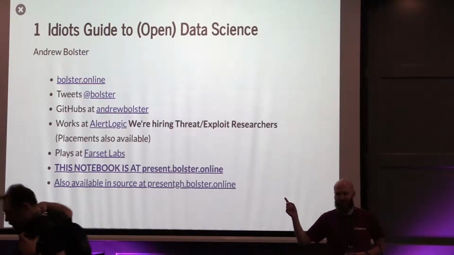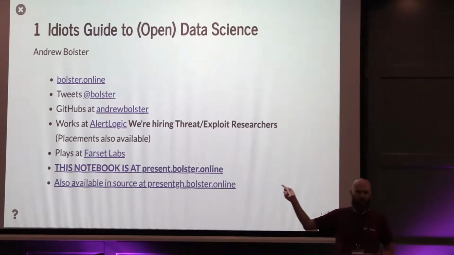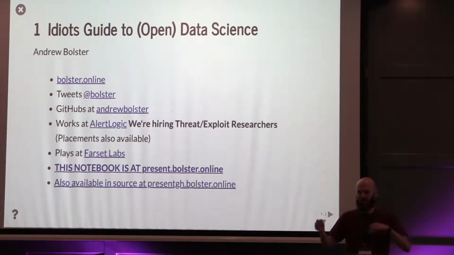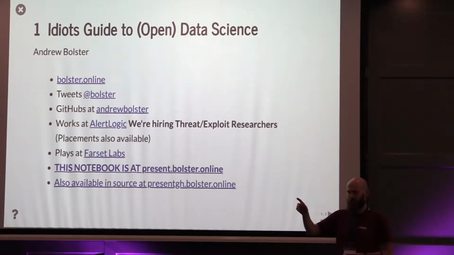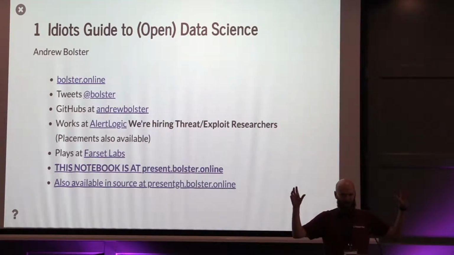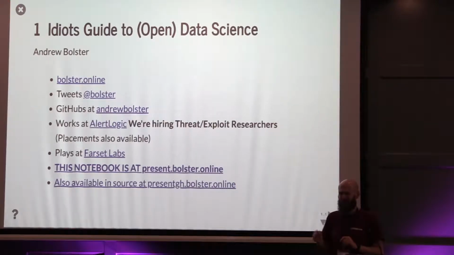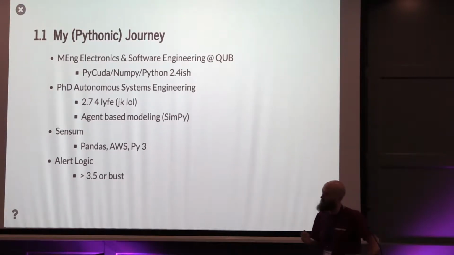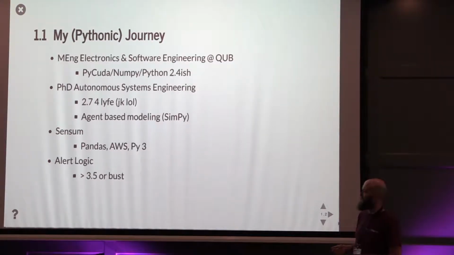This notebook is available online at present.bolster.online. I apologize, I'm not a web developer, so it's literally just a file listing. Find the folder that's 2018-11 PyCon. The horrible thing about this presentation is that it has all of the data and ETL stuff in it, so it's quite processor heavy, and sometimes it can go horribly, horribly wrong and slow. I saw a couple of speakers going through something like this, so I just threw this together, why not?